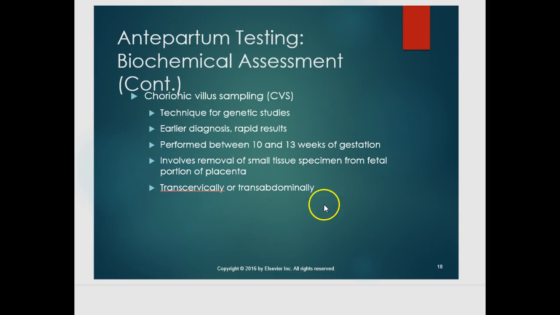You guys, this is much higher risk for loss of pregnancy. This is a higher risk for an abortion than is an amniocentesis. So we really worry about this. The people who really want this are people who are at serious high risk for genetic issues. And they want to know very early before they tell anyone, or they want to be able to make decisions about the pregnancy very early. And you can see this is done between 10 and 13 weeks.